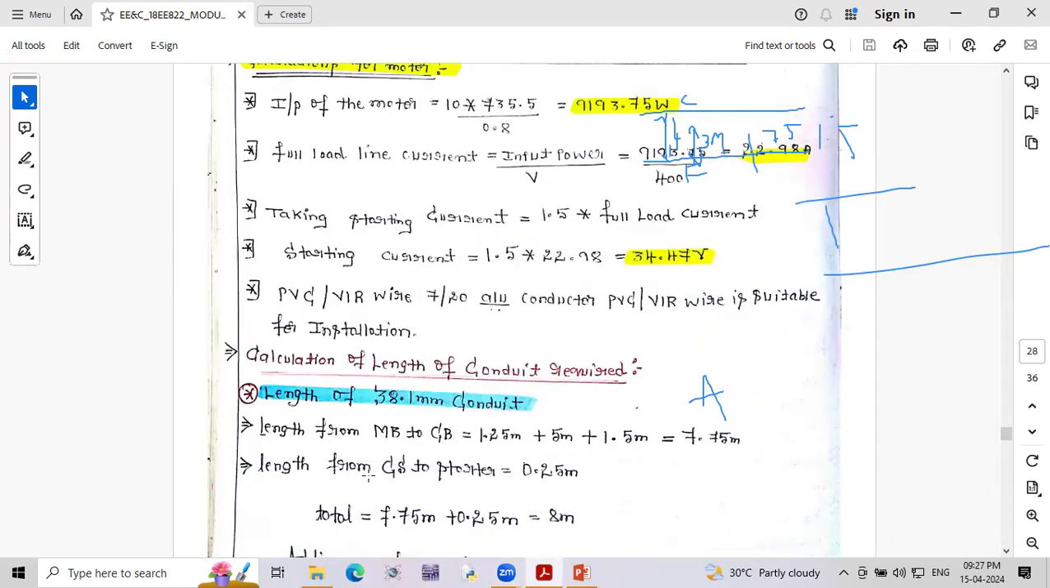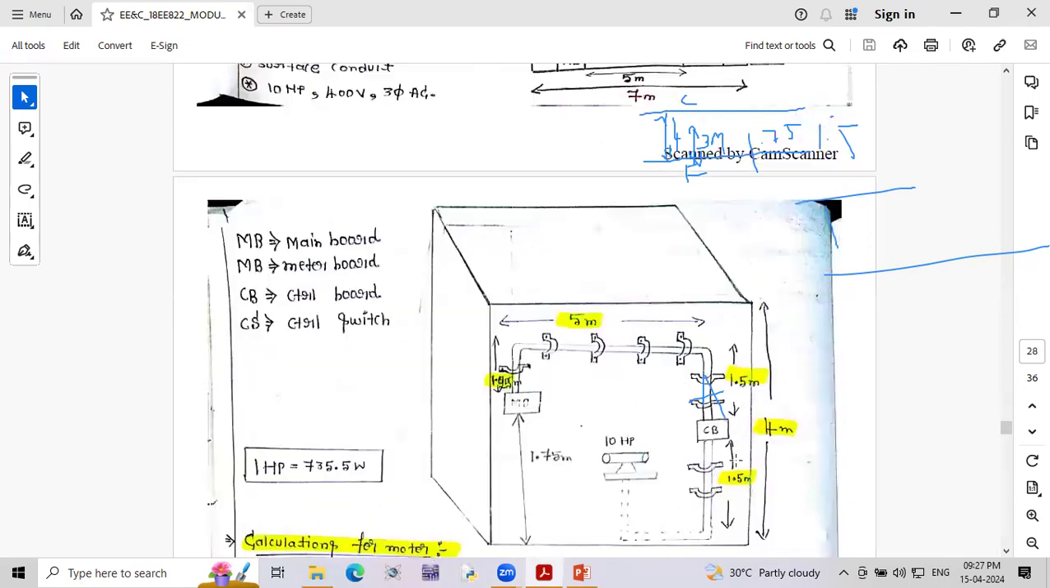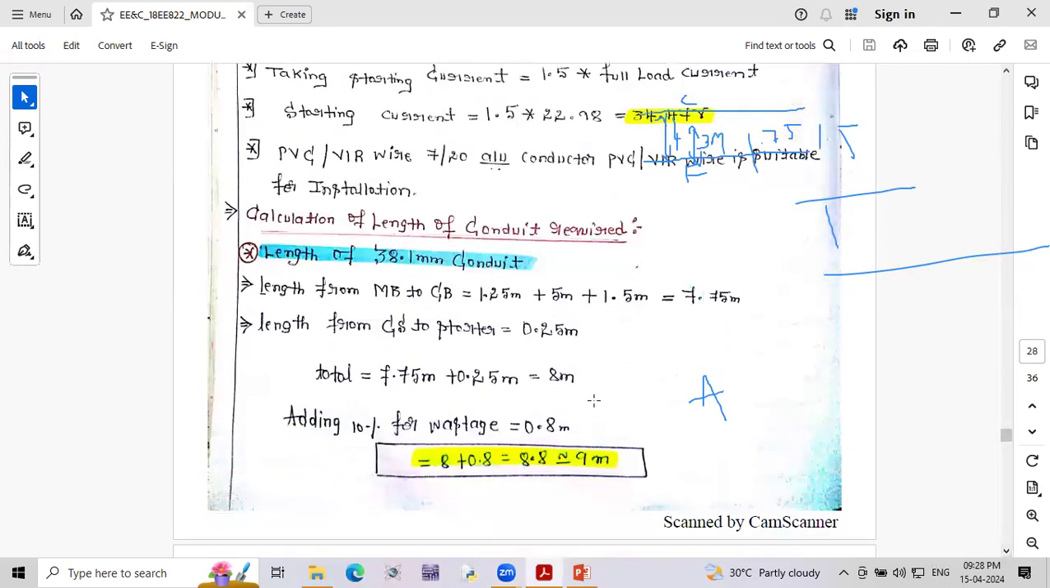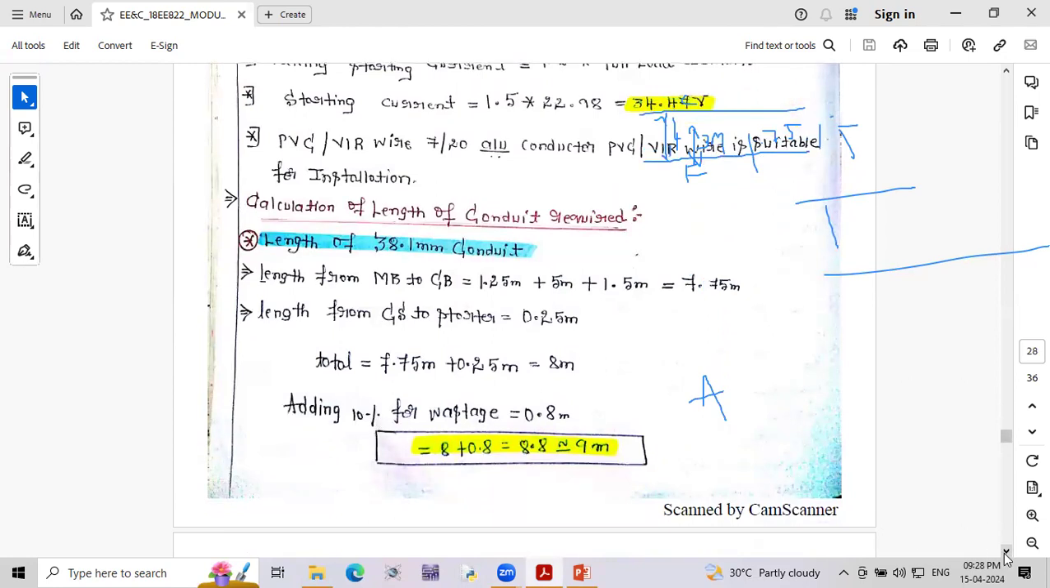Length from control system to starter, that is nothing but ಇಲ್ಲೇ ಇರುತ್ತೆ. ಸೊ 0.25. ಟೋಟಲ್ ಲೆಂತ್ ಎಷ್ಟಾಯ್ತು 7.75 plus 0.25, 8. 10% ವೇಸ್ಟೇಜ್ ಮಾಡಿದ್ರೆ 9 meters ಬರುತ್ತೆ. ಓಕೆ, ನೆಕ್ಸ್ಟ್ ಒನ್.